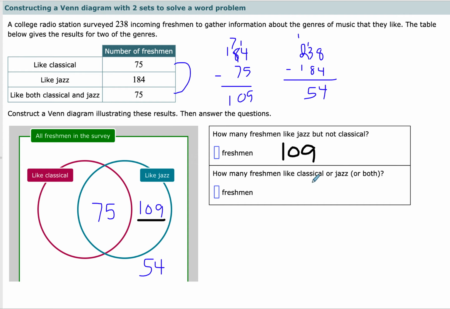How many freshmen like classical or jazz or both? Well, 184. Because there's 0 that just like classical, 75 that like both, and 109 that like jazz. And that's all there is to it.